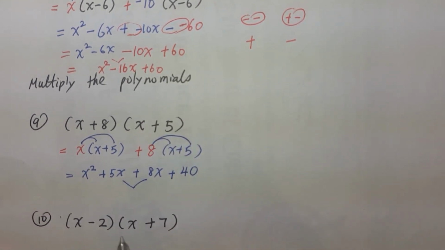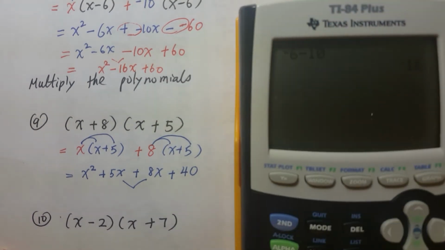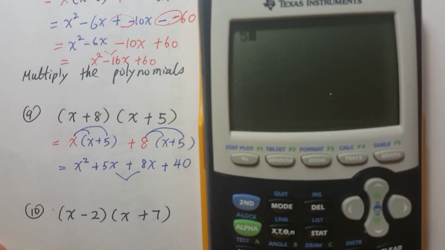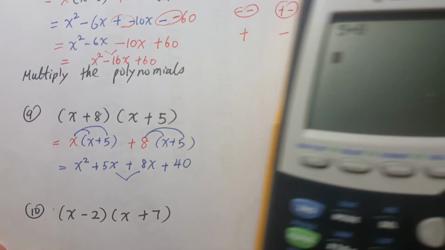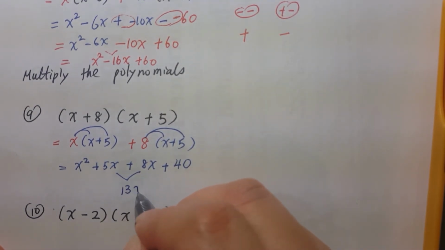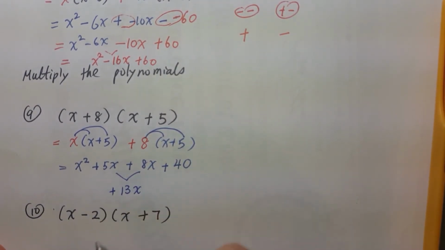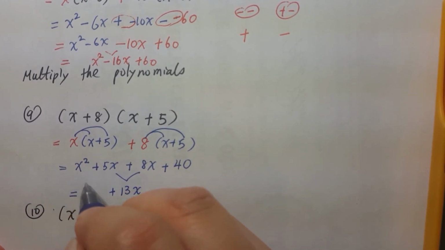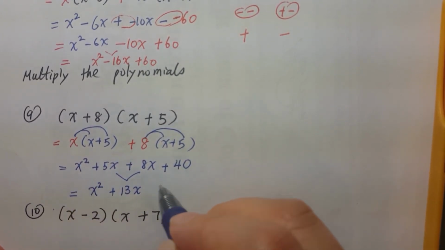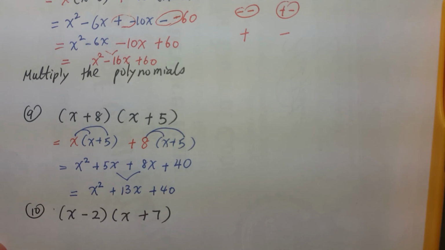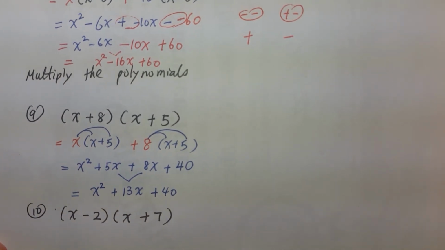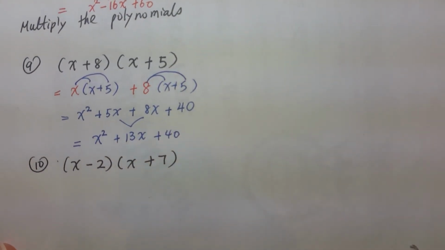Now in the middle we get 5x plus 8x, so we're going to combine like terms, 5 plus 8. So now we have 13x, because positive, so we write plus sign, and now we're going to have the x squared bring down, and then we have the plus 40 bring down. So we finished the questions. Now let's go to number 10.